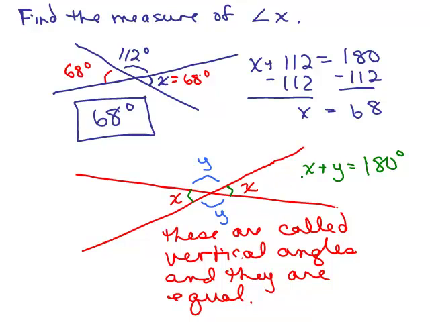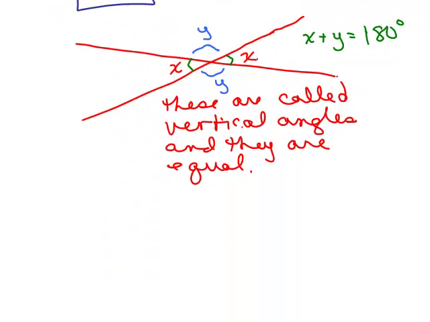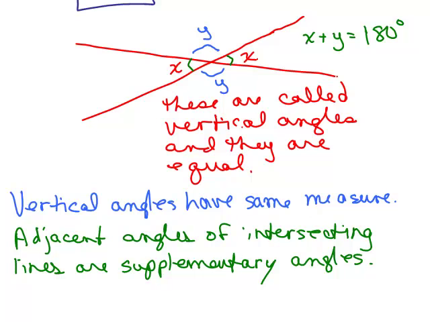What we could say here is that x and y are adjacent angles because they're next to each other of intersecting lines. These are two adjacent angles. And what we just found out is that adjacent angles of intersecting lines are supplementary angles because they add up to 180. So we could write that down. All right, so these are the two things we just learned. Vertical angles have the same measure, and adjacent angles of intersecting lines are supplementary angles because the two angles add up to 180 degrees, right?